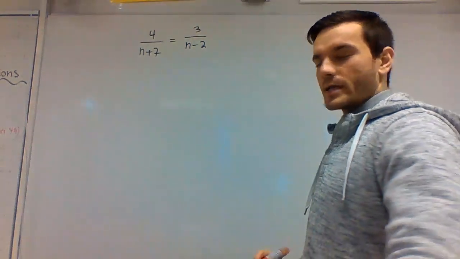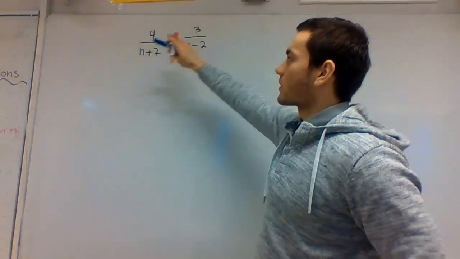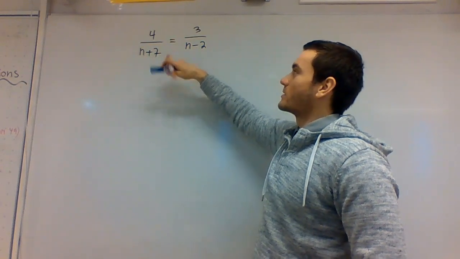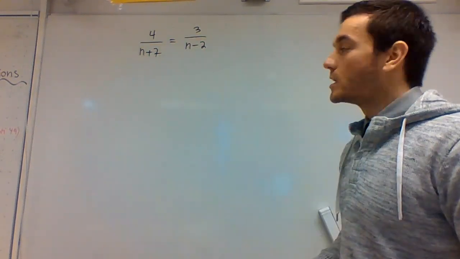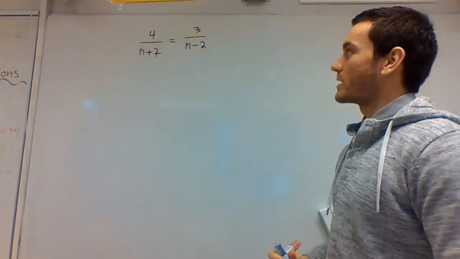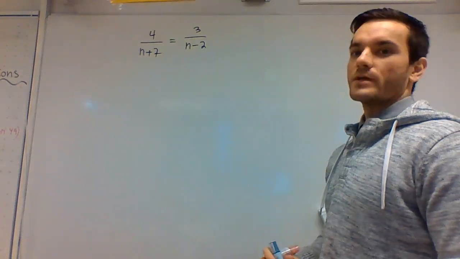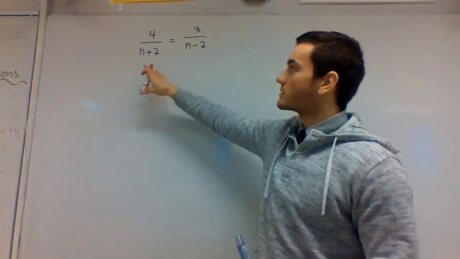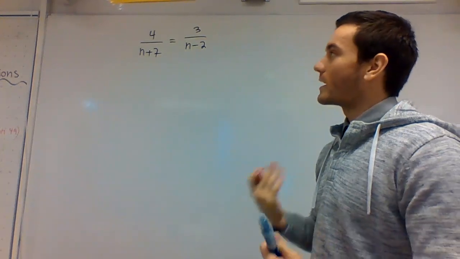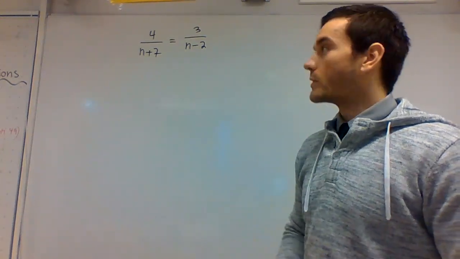All right, on to example 4. We have this equation, 4 over n plus 7 has to equal 3 over n minus 2. So we're going to keep using those same strategies again. If you have a different way of solving these that you can figure out what n is supposed to be, use your methods. If you got stuck, these methods will always work.